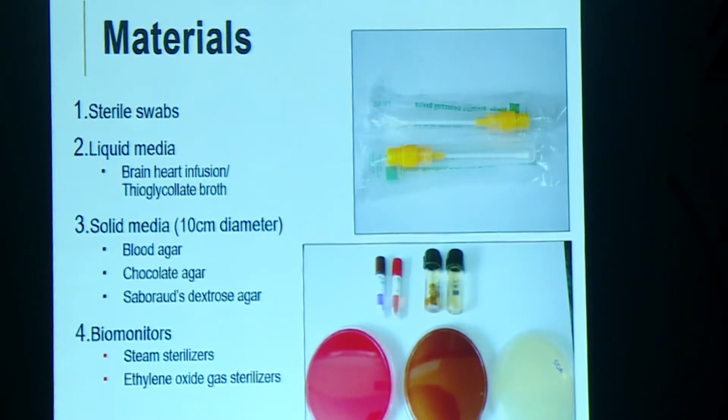And you should know what the processes involved are whenever this kind of surveillance is done. So you need to have some sterile swabs. You also need to have liquid media. You can have a brain heart infusion or a thioglycolate broth. Now these are commercially available, or you can tie up with a lab in your own city. You need to have solid media like blood agar, chocolate agar, Sabouraud dextrose agar, and also you need to have some biomonitors.